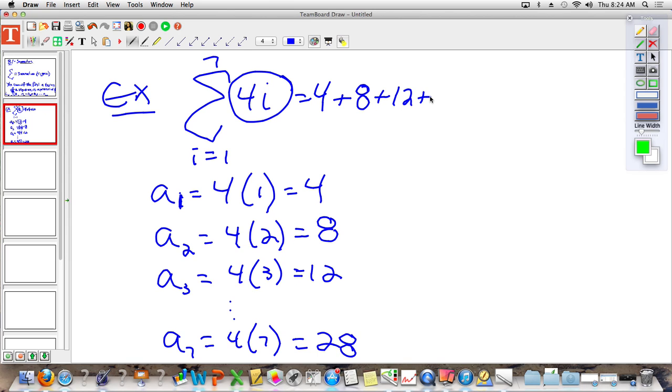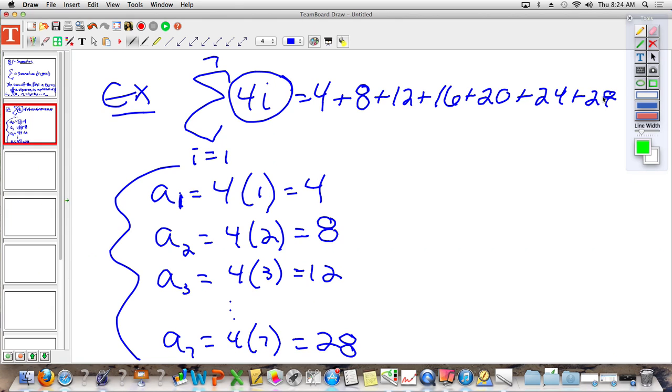But do you have to do all of this stuff over here? I think you probably can figure out the pattern. How do you get from 4 to 8 to 12, etc.? You're adding 4. So you're adding 4, 8, 12. What's the next number going to be? 16. Then a what? 20. Then a what? 24. And then you're going to end at 28.